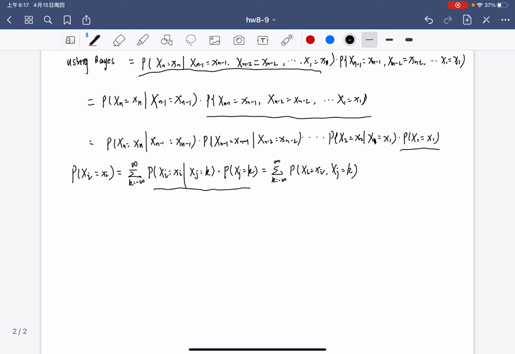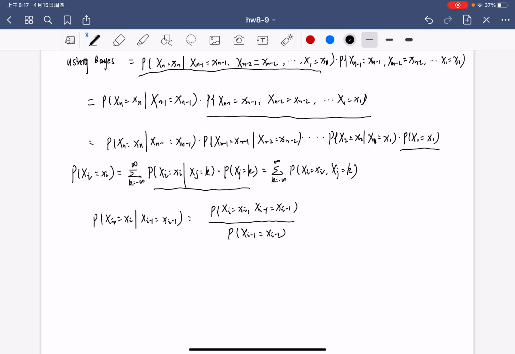And also we can write P(Xi = xi, given that, because of the properties of the Markov chain, Xi-1 = xi-1), and this is equal to the joint probability P(Xi = xi, Xi-1 = xi-1) divided by the probability P(Xi-1 = xi-1).